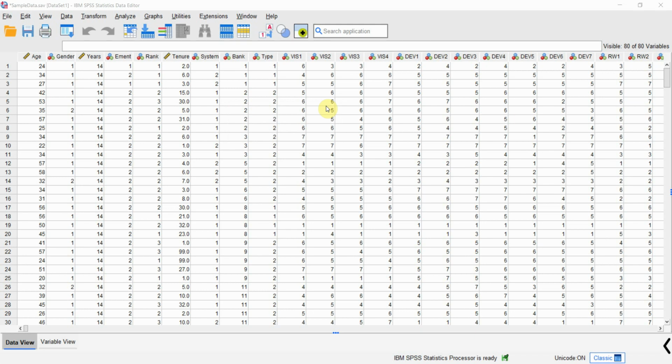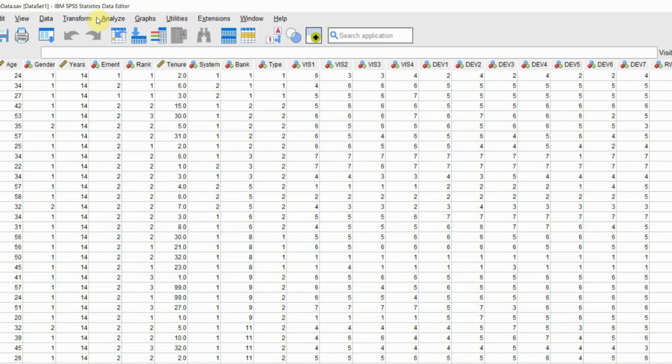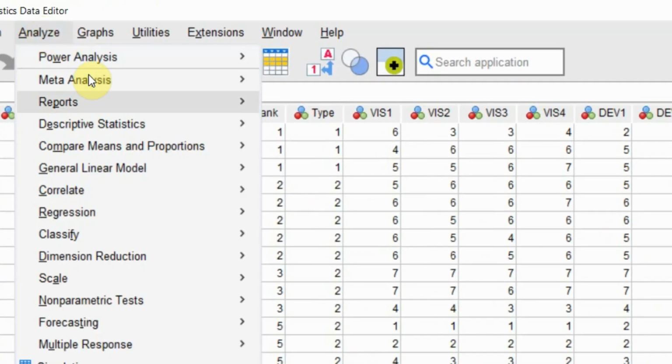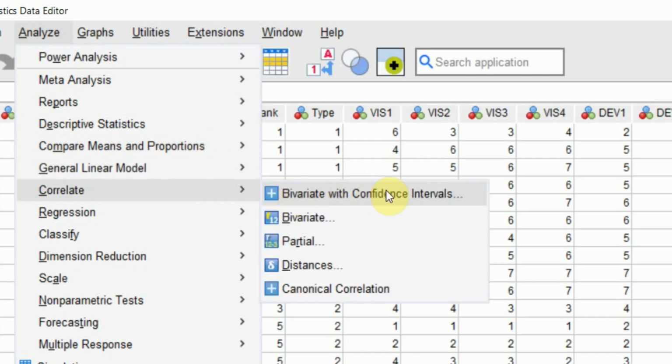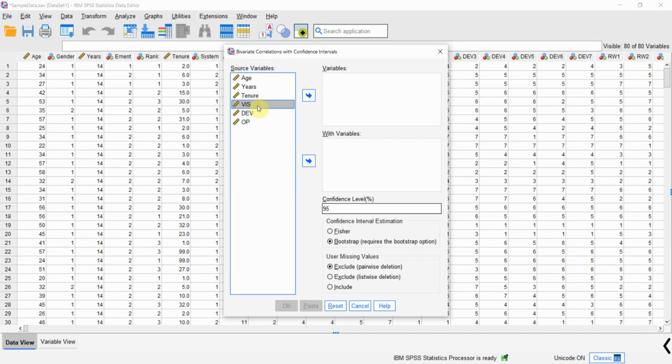How to perform correlation analysis with confidence interval. For this, I'm going to use SPSS version 29. I'm going to calculate the correlation between vision, development, and organizational performance. To do so, I'm going to go to Analyze, Correlate, Bivariate with confidence intervals. Now I want the correlation between these three variables.